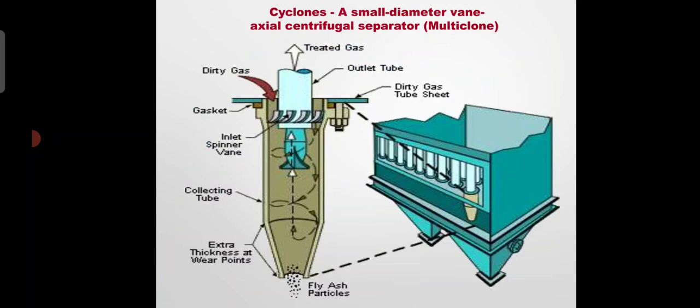So we can see a parallel of cyclones. Cyclones are arranged one after another in parallel fashion. So it is called a multi-cyclone, in order to increase the efficiency of removal.